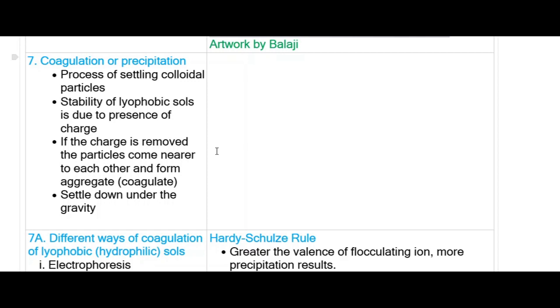So the stability of a lyophobic sol, lyophobic means what? That is oil loving. It means hydrophilic, is it not? So water loving. The stability of lyophobic sols is due to the presence of charge. If the charge is removed from the particles, they come nearer to each other and form an aggregation of these particles.